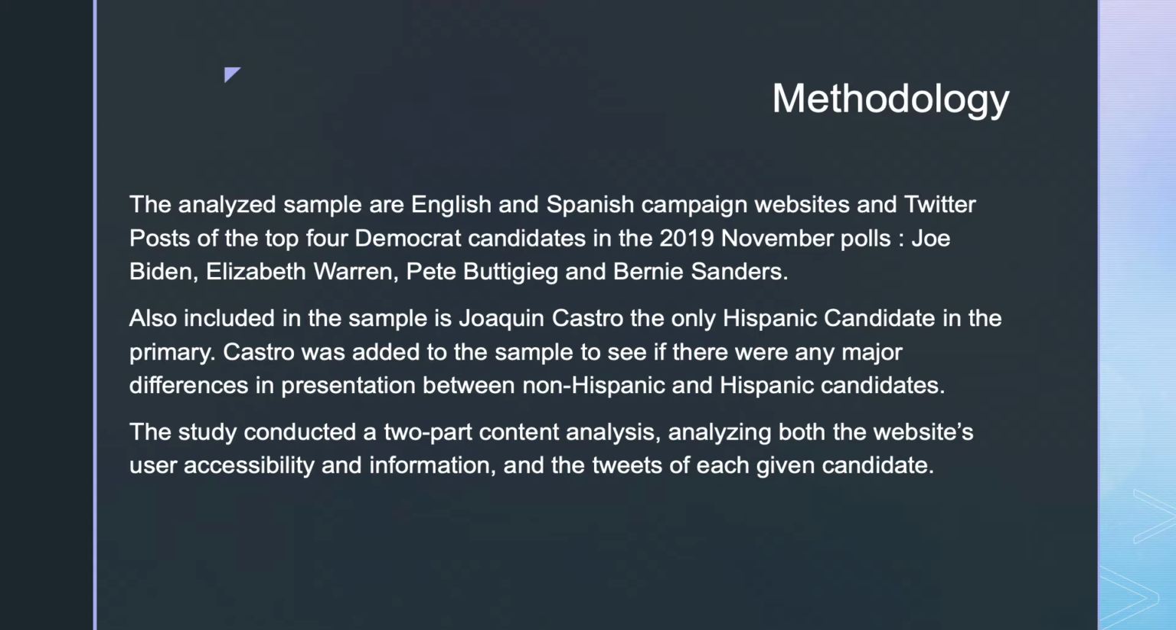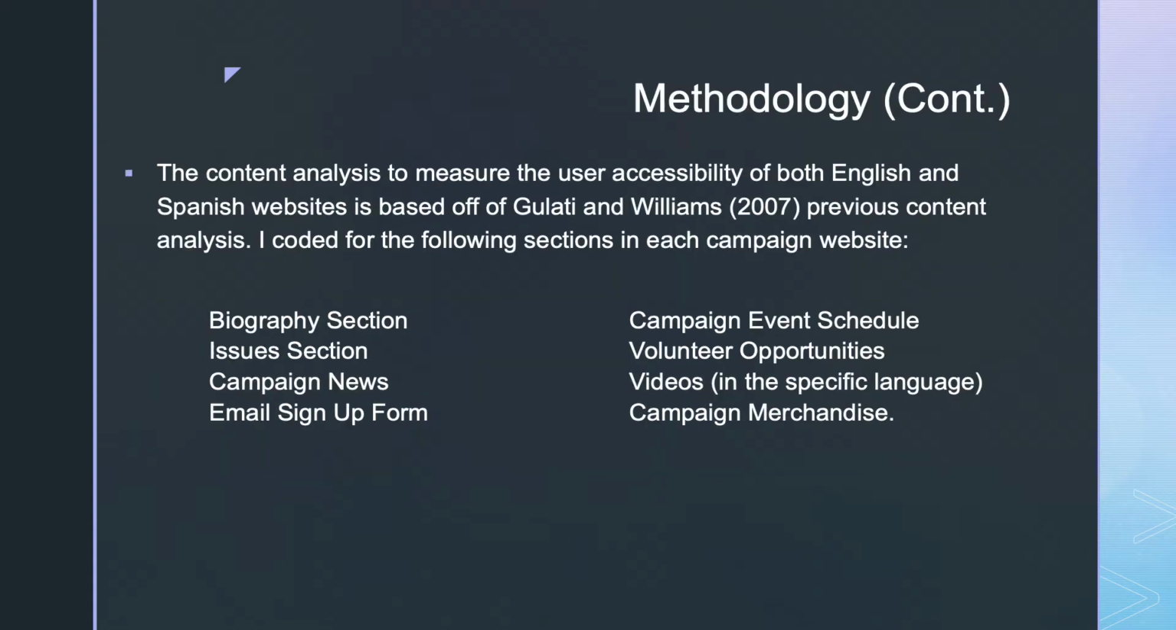Castro was added to the sample to see if there were any major differences in presentation between non-Hispanic and Hispanic candidates. The study conducted a two-part content analysis, analyzing both the website users' accessibility and information and the tweets of each given candidate. The content analysis to measure the user accessibility of both English and Spanish websites is based off of Gulati and Williams' previous content analysis that analyzed user accessibility and user friendliness of the 2006 congressional campaign websites.